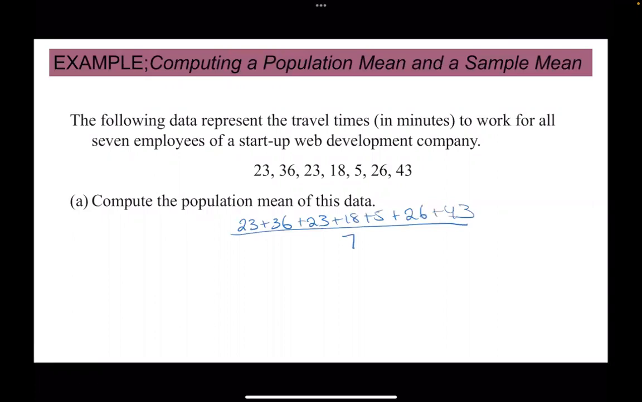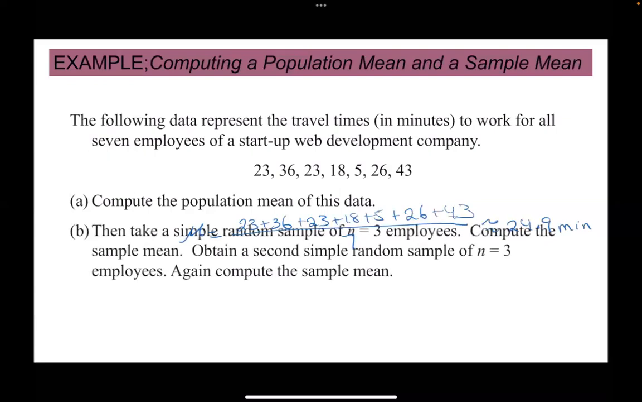If you put all of this into your calculator at one time, make sure to put parentheses around your numerator. Otherwise, it's going to give you a very wrong answer. Right, so I got approximately 24.9, a travel time in minutes. So the average travel time is about 24.9 minutes for all of the employees of the startup company. This is all the employees, so this is a population. So this would be a mu, because it is all of the employees of this startup web development company.